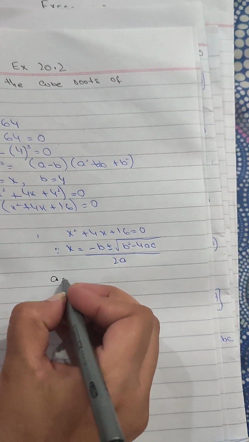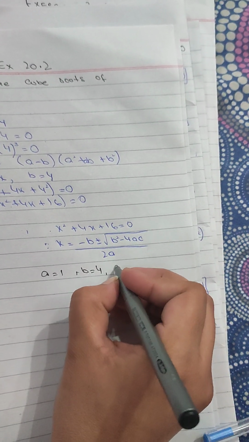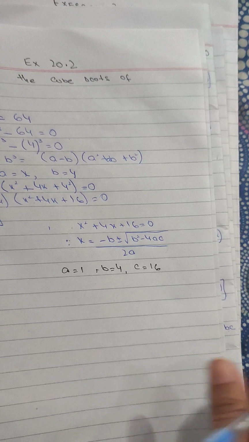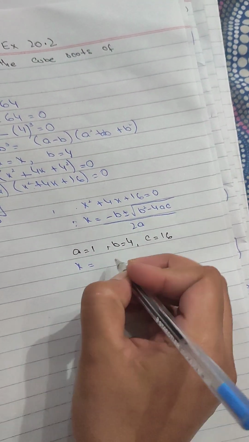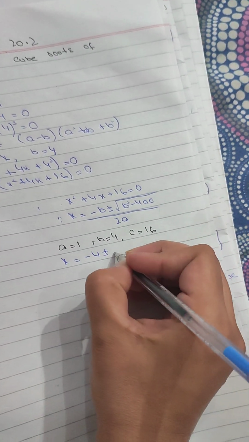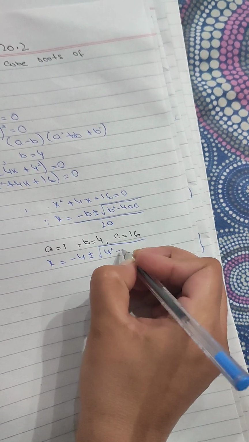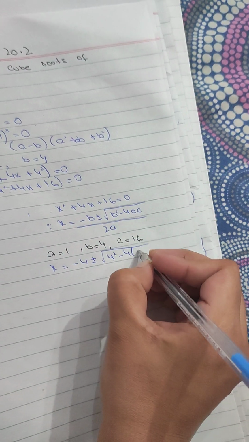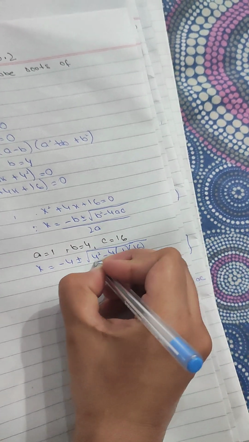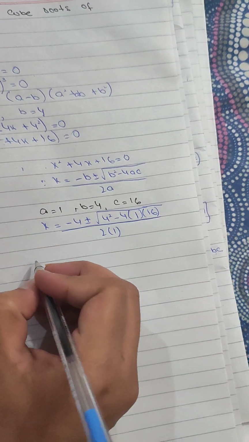So you can say a is 1, b is the coefficient of x, so it is 4, and c is the constant, which is 16. So let's put all values in the formula. Minus b, b is 4, plus minus, we have to follow the formula. b square means 4 square, minus 4, a is 1 and c is 16, whole upon 2, again a is 1. We have put the values according to the formula.